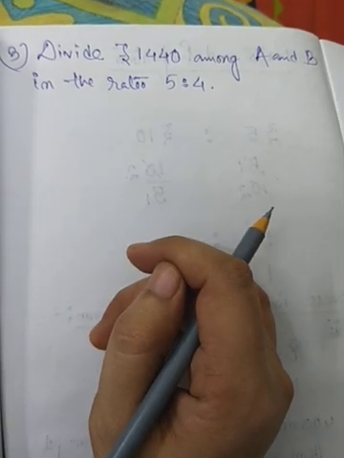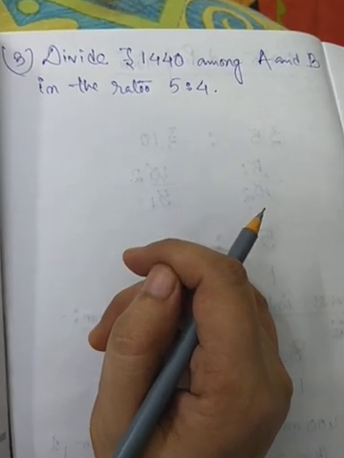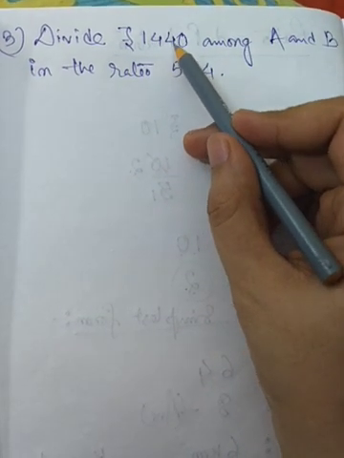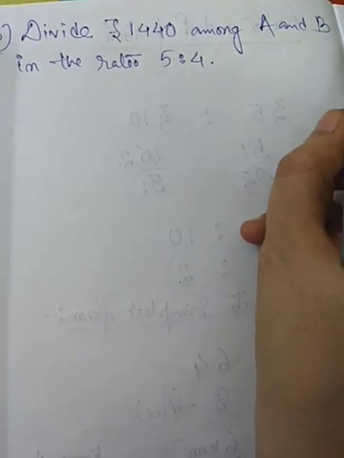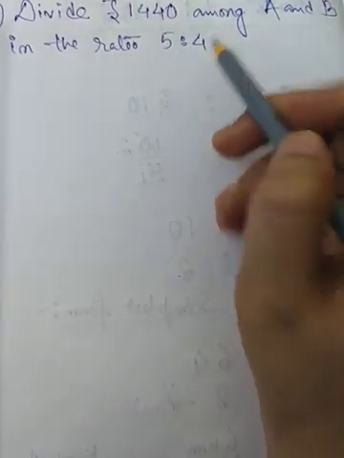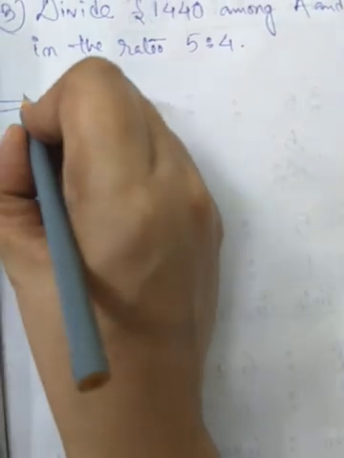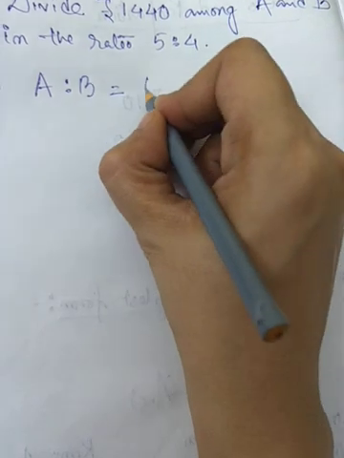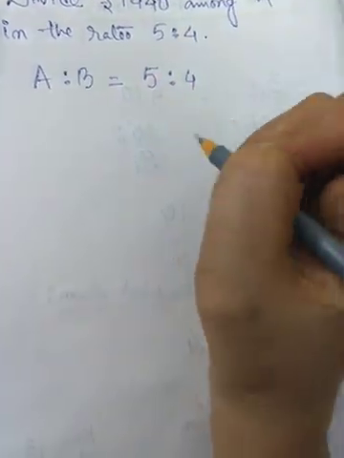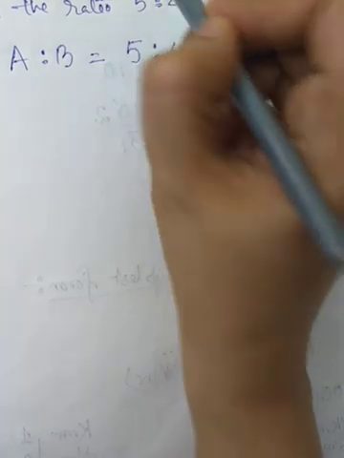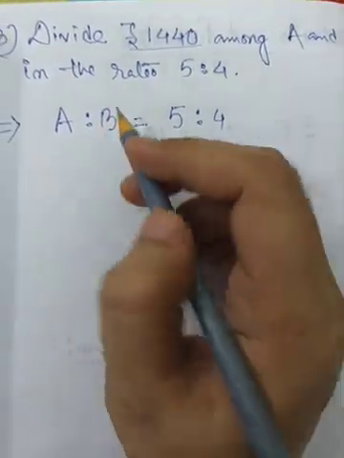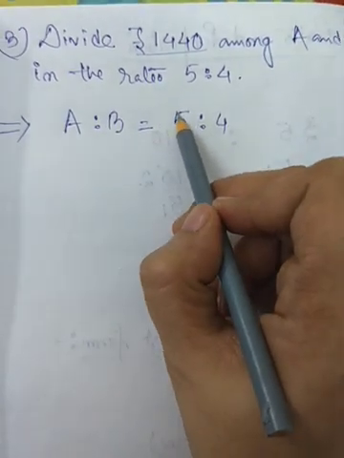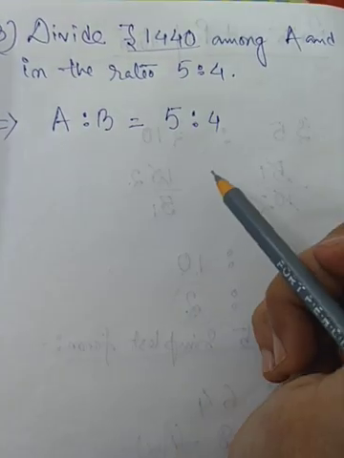Now let us see one more question. The question is, divide rupees 1440 among A and B in the ratio of 5:4. The solution will be: A:B is equal to how much? What is the ratio? 5:4. And the total amount is rupees 1440. So how much amount is A getting, and how much amount is B getting?